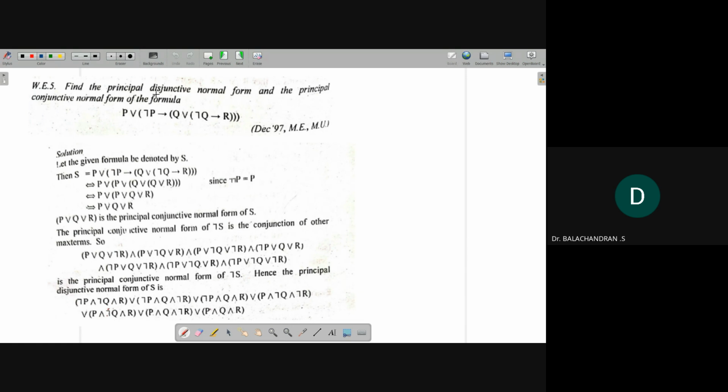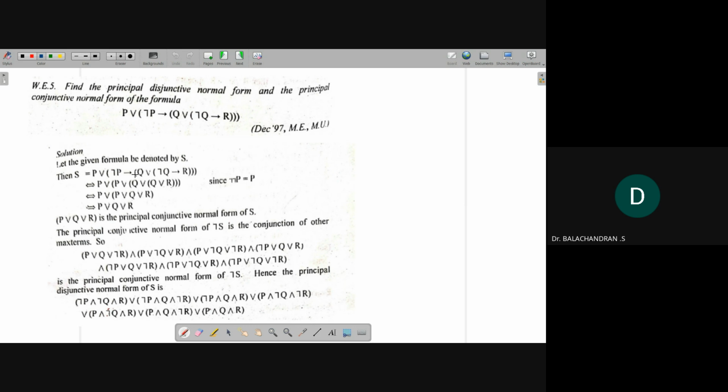Okay, so I will take the given formula as S. This is the first step. Write the same formula here. Next, P or, consider this is P. P implies this, everything is Q.